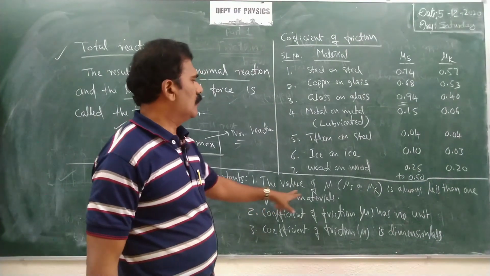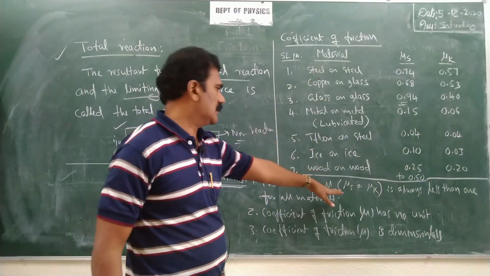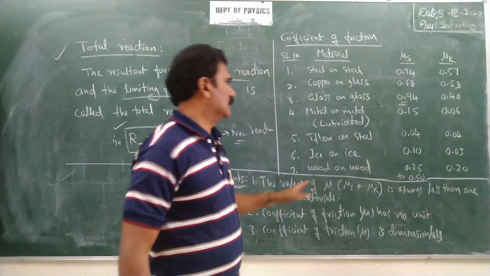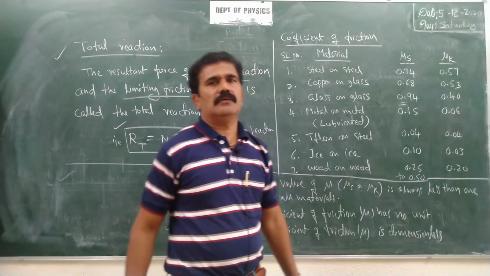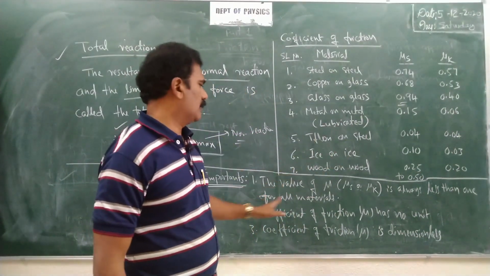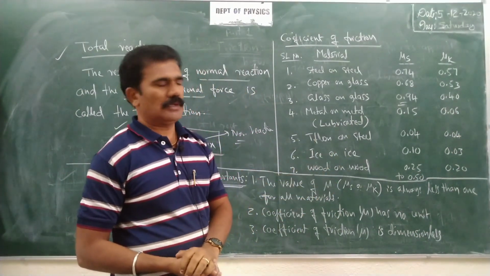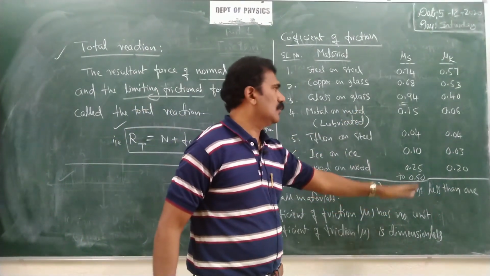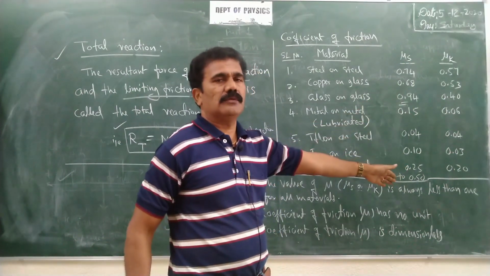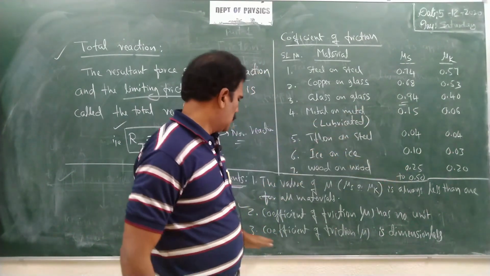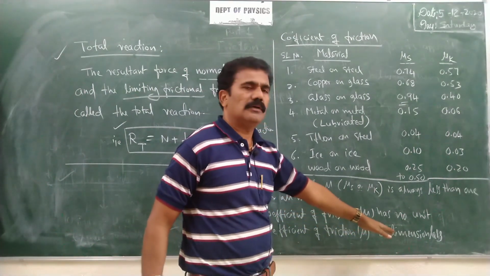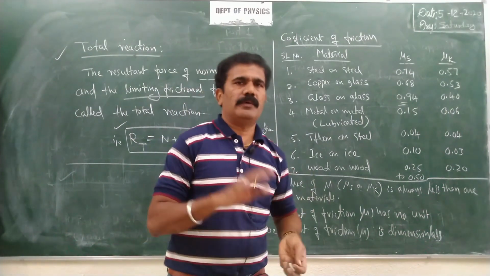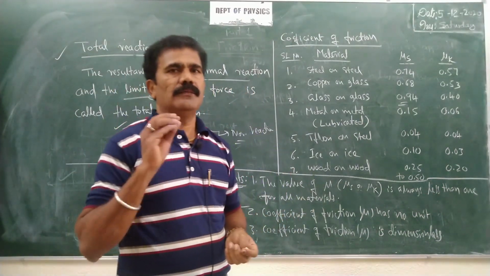Finally, just note down these important points also. See, the value of μ in all the cases, either μs or μk, is always less than 1. All are fractions. It is always less than 1 for all materials. Then the coefficient of friction μ has no unit. We have to mention only the values, no unit for that. And similarly, the coefficient of friction μ is always dimensionless also. Clear? So these are all the important points to be noted about friction.